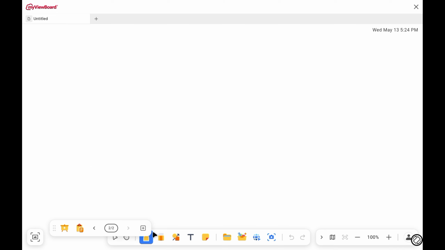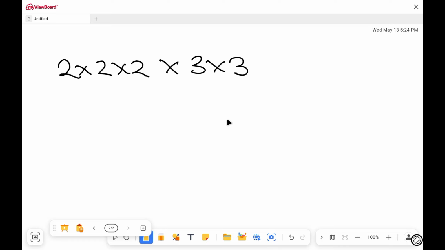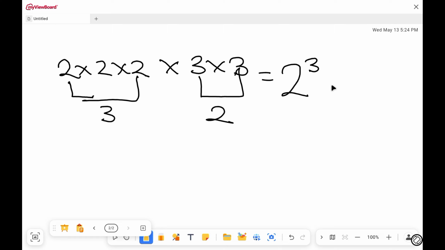Let's look at a combination of different numbers now. Let's assume I have 2 times 2 times 2 times 3 times 3. What do you notice here now? This 2 is multiplying itself in 3 places, while this 3 is multiplying itself in 2 places. So I write 2 raised to power 3 times 3 raised to power 2. Do you get it now? Try to look at this and assimilate what I just said.